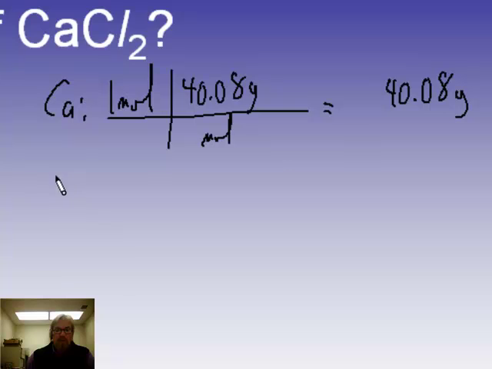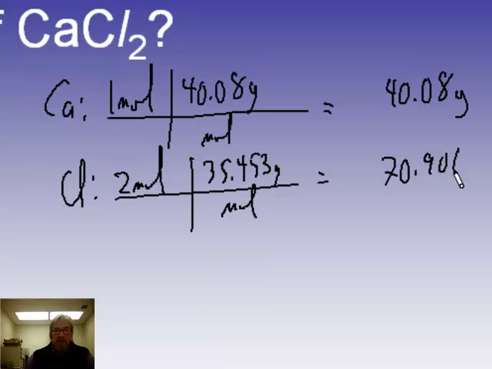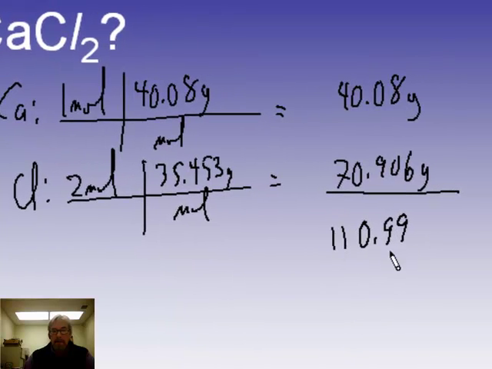Chlorine has a subscript of 2 implied. So 2 moles times the molar mass of chlorine, which is 35.453 grams per mole. So that gives a total of 70.906 grams of chlorine in the entire compound. So when I add these up, I will have 110.99 grams for every mole of calcium chloride.